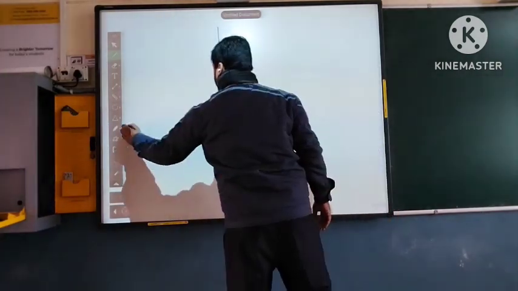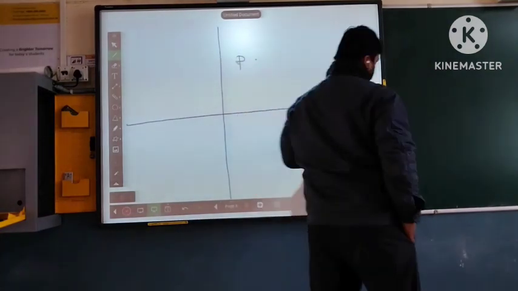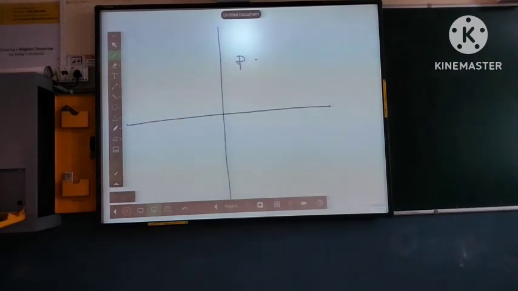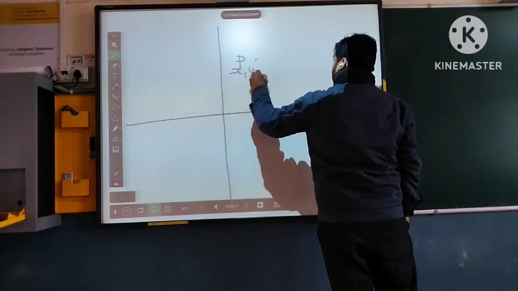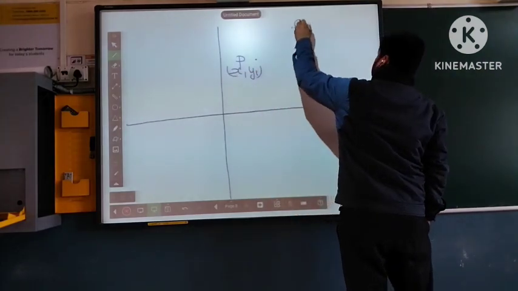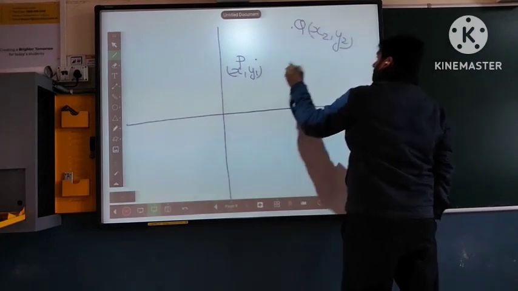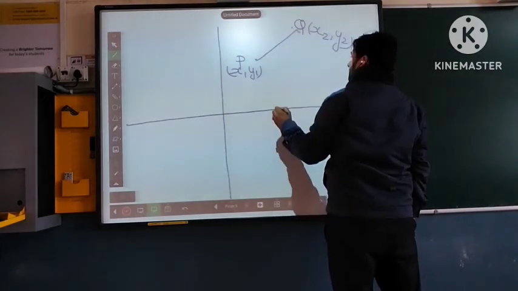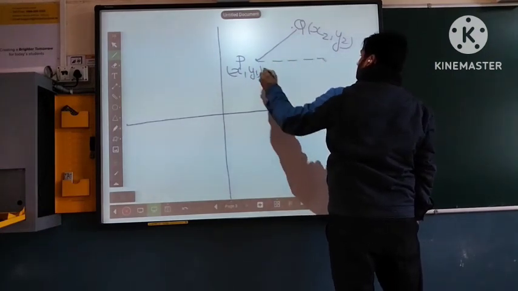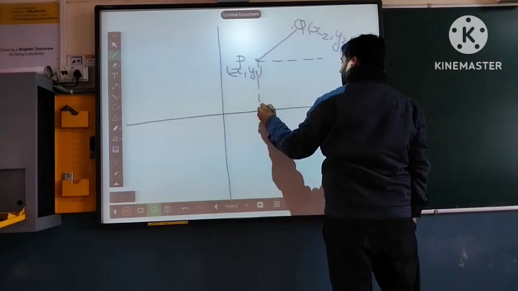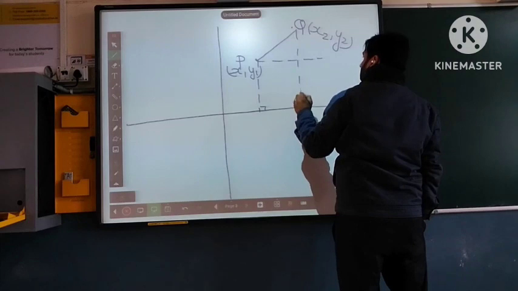So I'm drawing the coordinate axis now. I take the point P, and its coordinates are x1 and y1. Then I'm taking the point Q. Its coordinates are x2 and y2. And I'm connecting them with a line. Now what I'll do is draw horizontally from P and vertically from Q, and draw perpendiculars from the points P and Q.